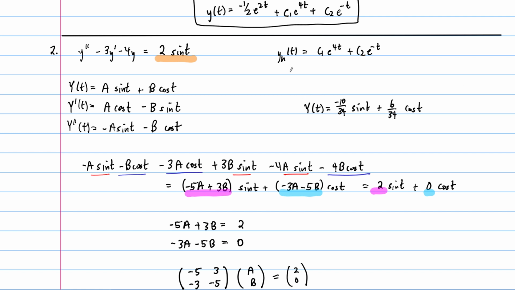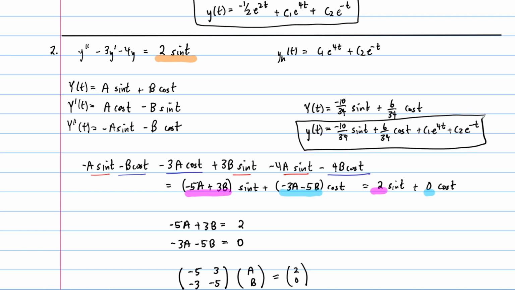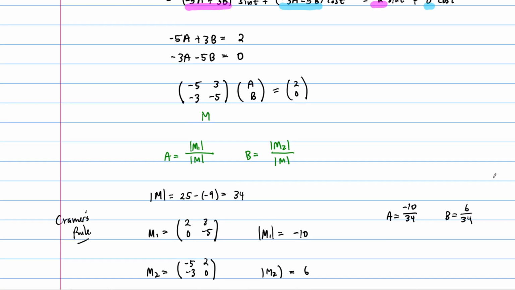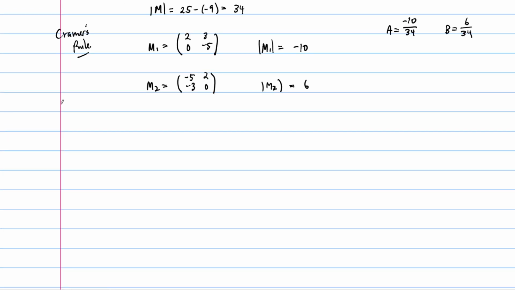The general solution itself is going to be the sum of these two. So the final general solution here is this function: negative 10/34 sine of t plus 6/34 cosine of t plus c1 e to the 4t plus c2 e to the minus t. Put a box around it. That's the solution. So that's how this works when there are trig functions on the right-hand side. Let's look at a couple more examples now.